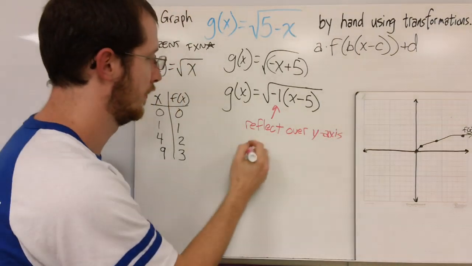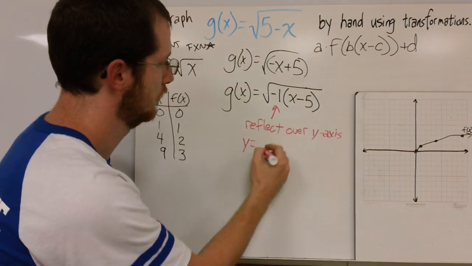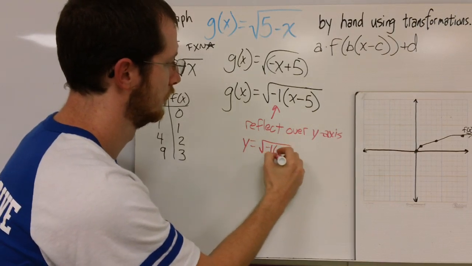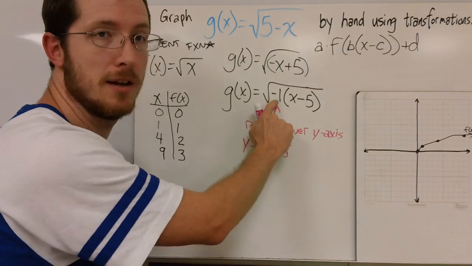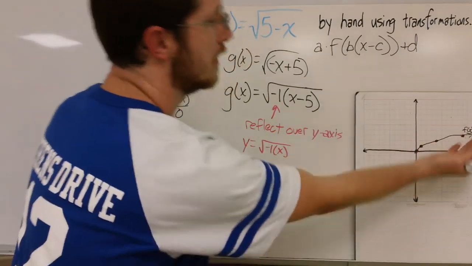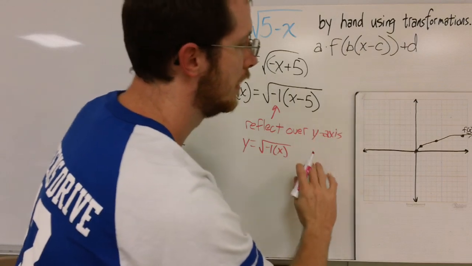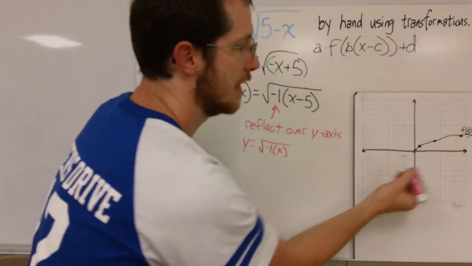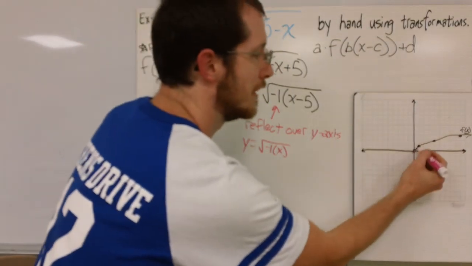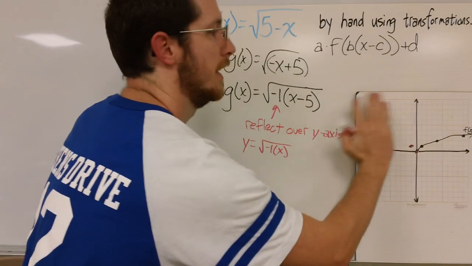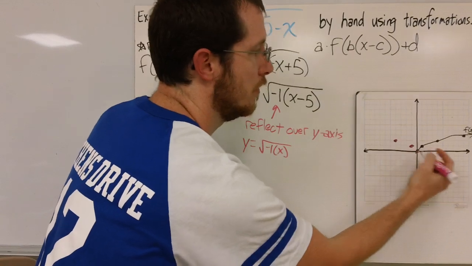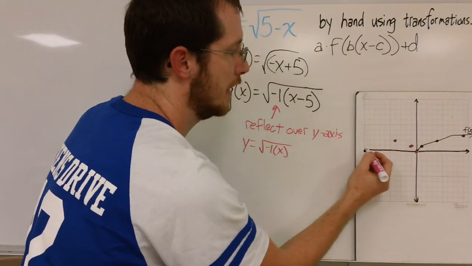So I'm going to graph this equation. I'm just going to apply this transformation first. Okay, so reflecting it over my y-axis, (0, 0) stays the same, (1, 1) becomes (-1, 1). (4, 2) gets flipped over, becomes (-4, 2). (9, 3) becomes (-9, 3).